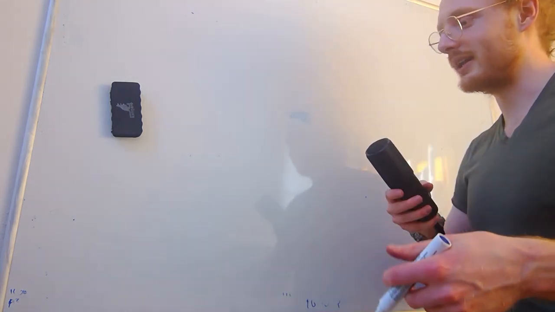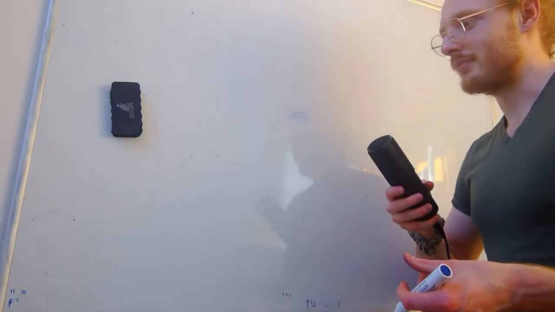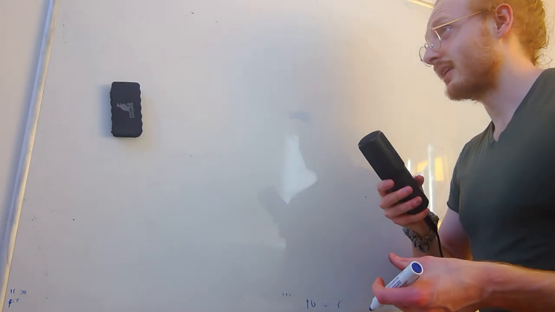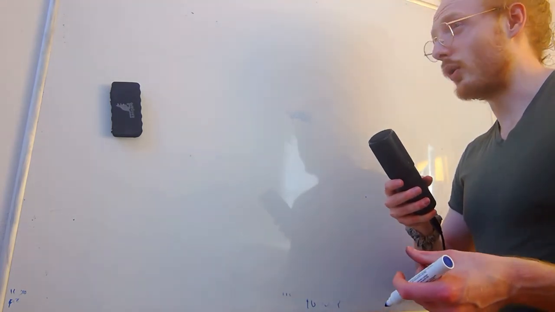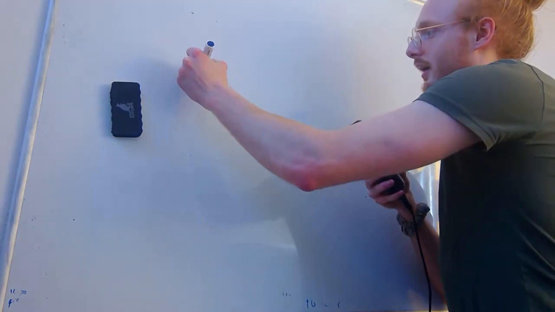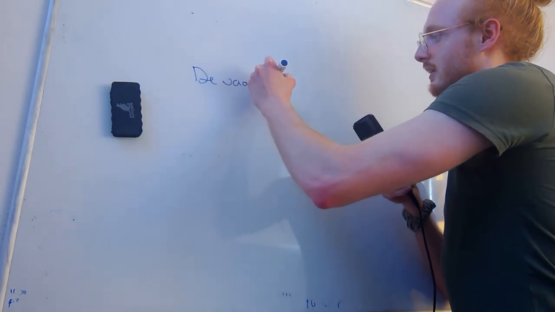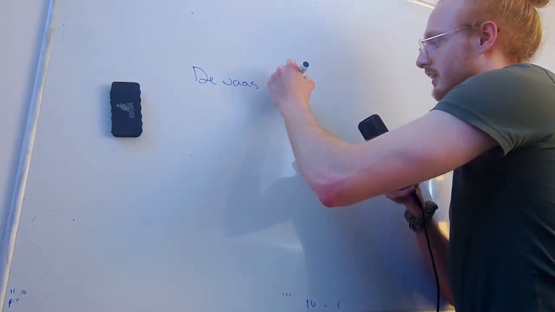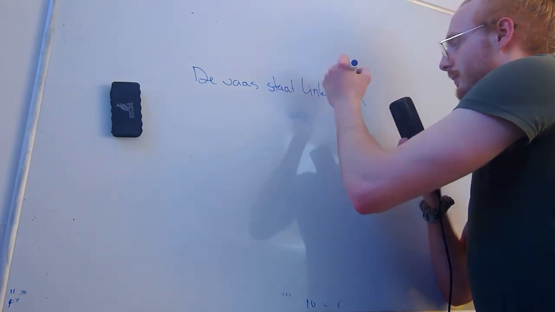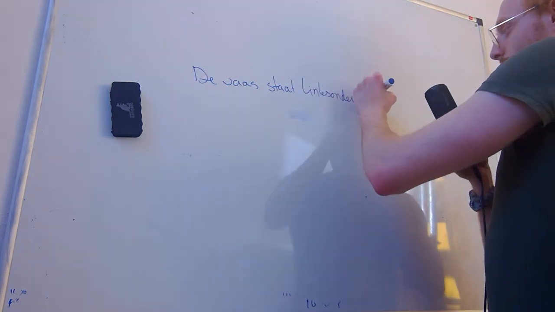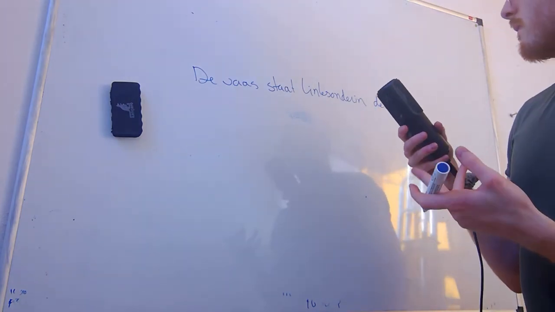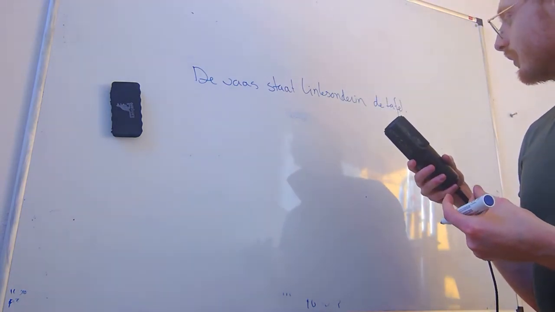And links onderin means to the lower left, I would say. Something like that. So you could also indeed say the vase staat links onderin de tafel. Something like this. It's on the lower left.